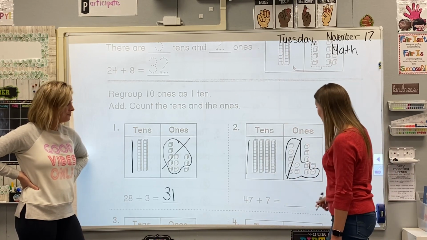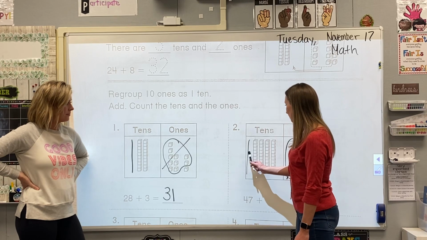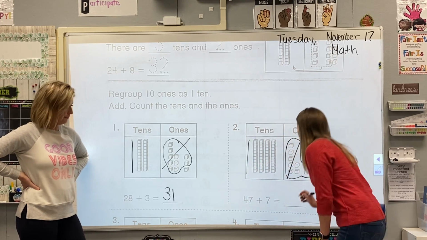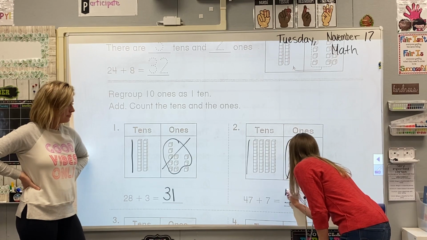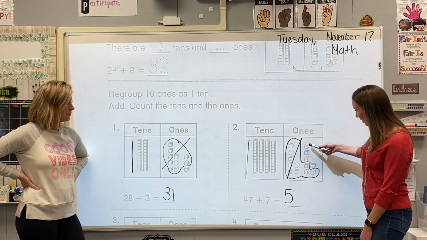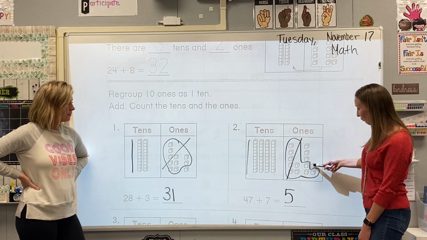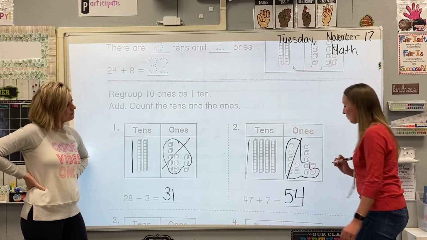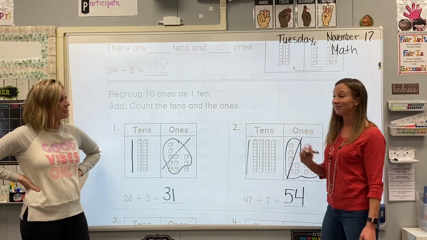So if I skip count by tens, I have 10, 20, 30, 40, 50. So I'm going to write a 5. And when I come over here to count my ones, I have 1, 2, 3, 4 ones. So my final answer is going to be 54. Good job. You did it.